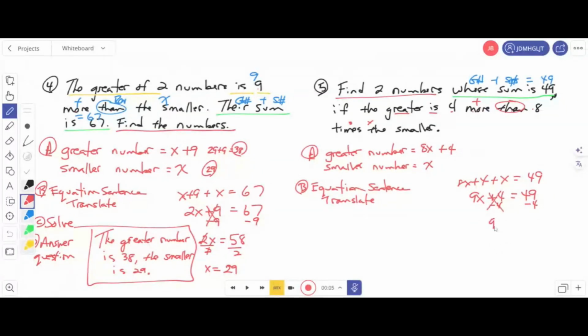The 4's add out, we're left with 9x. 49 minus 4 is 45. Divide by 9, divide by 9. 9's divide out, we're left with x. 45 divided by 9 is 5. If I put 5 in for x here, I get 5. If I put 5 in for x here, I get 40 plus 4, 44. So we solved. Now we can answer the question.